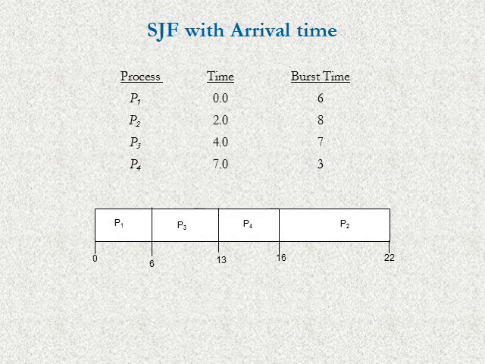Let's calculate the average waiting time for all the processes. Here, as you can see, P1 arrived at the system at time interval 0 and went into the processor at the same time, so it has to wait for 0 seconds. For P2, it arrived at the system at time interval 2 and went into the processor at time interval 16, so it has to wait 16 minus 2 seconds, that is 14.